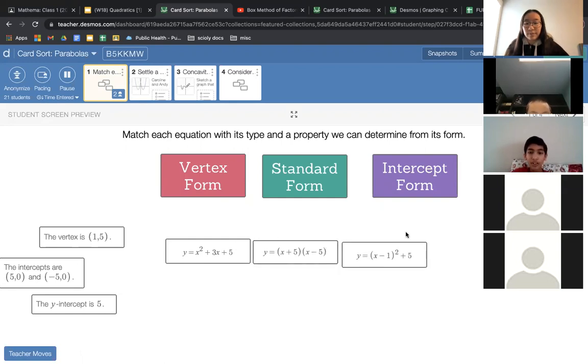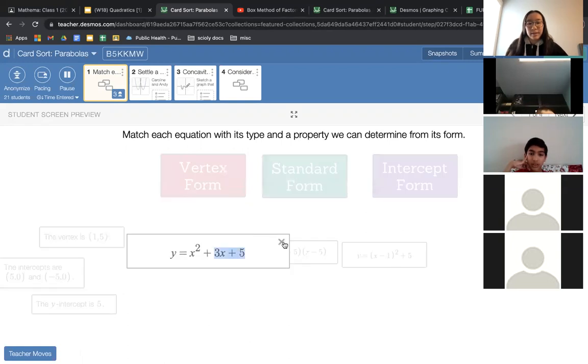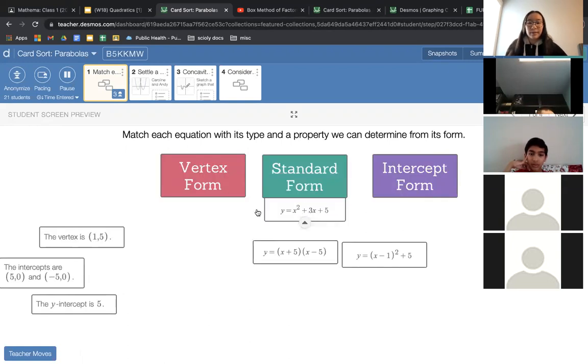Like the one with all the y, x squared plus 3x plus 5. Yeah, y equals x squared plus 3x plus 5. Exactly, that is correct. Good job. So standard form looks like y equals ax squared plus bx plus c. In this case, a is 1, so it's not there.